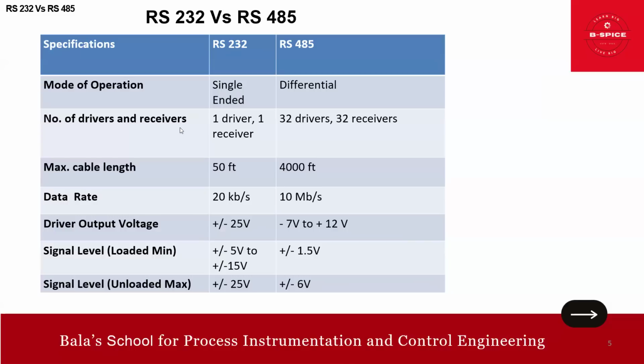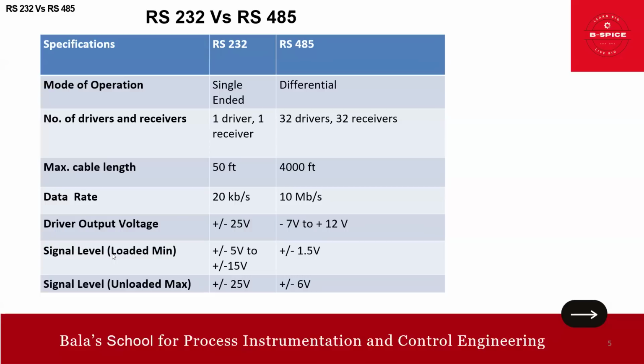Number of drivers and receivers: one driver and one receiver for 232, and 32 drivers and 32 receivers for 485. Maximum cable length for 232 is 50 feet only, whereas for 485 we can go up to 4,000 feet. Data rate is only 20 kbps for 232, whereas for RS-485 we can go up to 10 Mbps. Driver output voltage is plus or minus 25 volts for 232, and for 485 it is minus 7 to plus 12 volts.